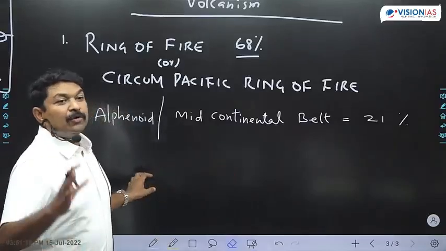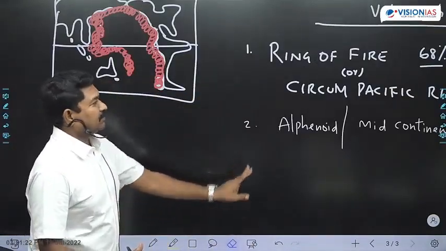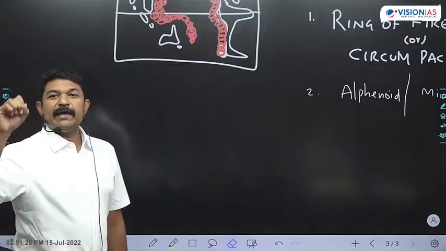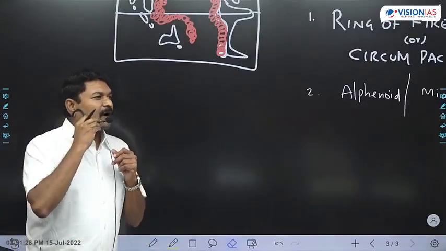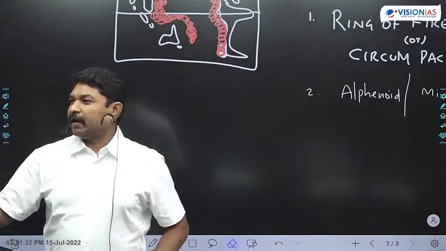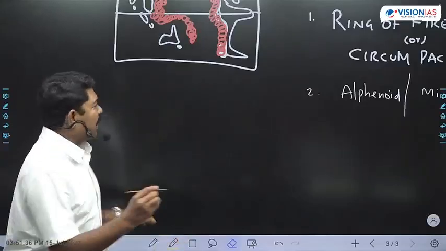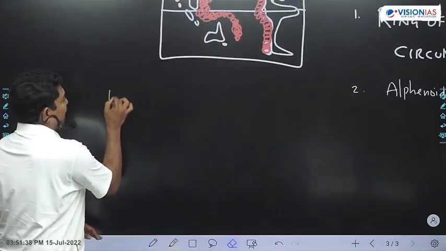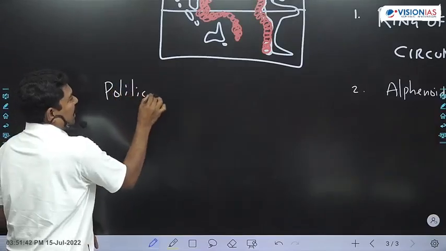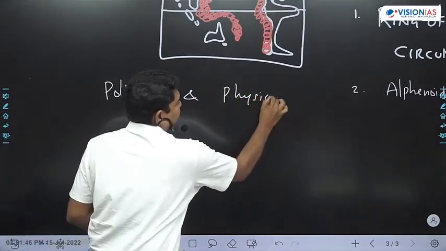How to read an atlas? Whenever you are seeing any continent, whether it may be Asia, Africa, Europe, whatever the continent, when you open the atlas, you can see two maps. One is called the physical map, another one is called the political map.